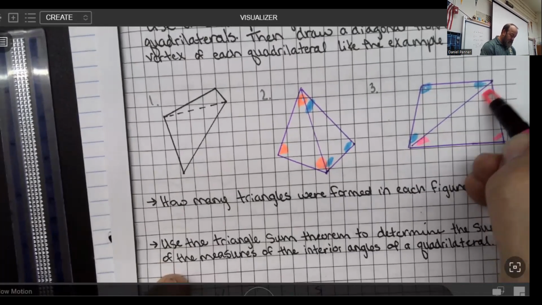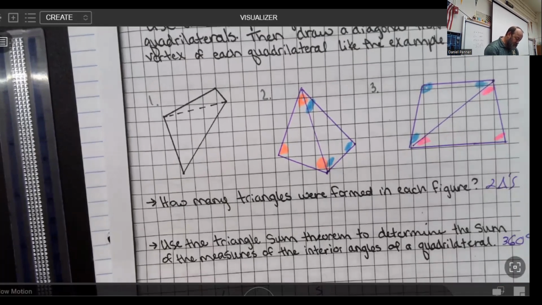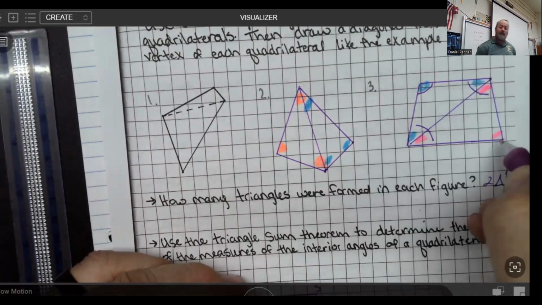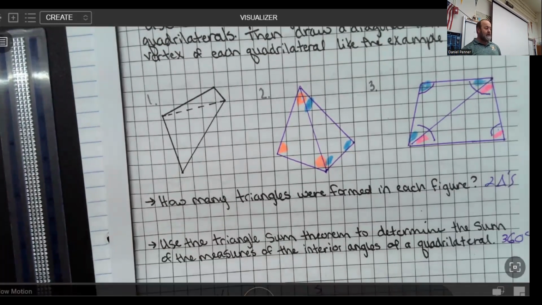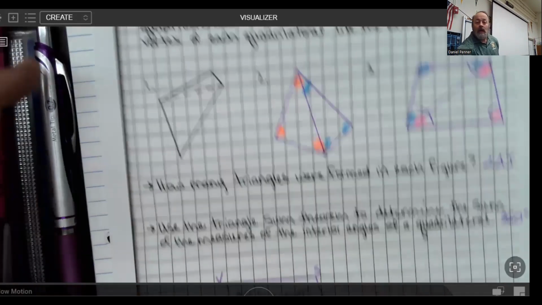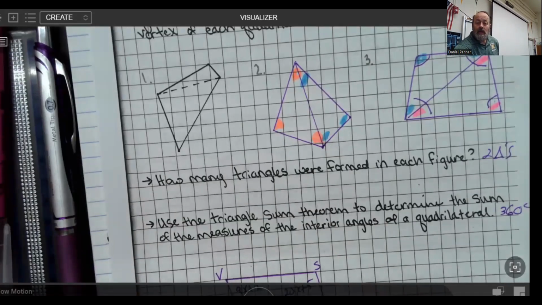But if you look at those, all of these angles, that's blue and pink together, that's blue and pink together, all of those angles would have to add up to 360 degrees.